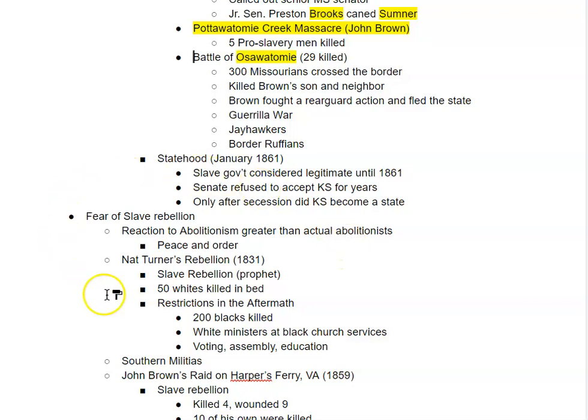Next time, we'll pick up with the next topic after westward expansion with the fear of slave rebellion and the Dred Scott court case.